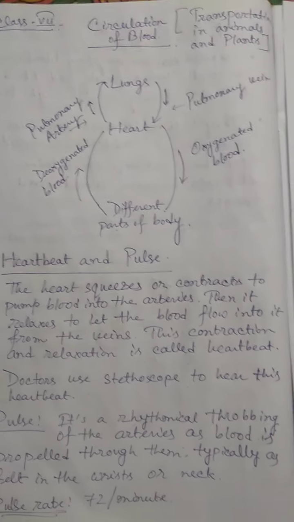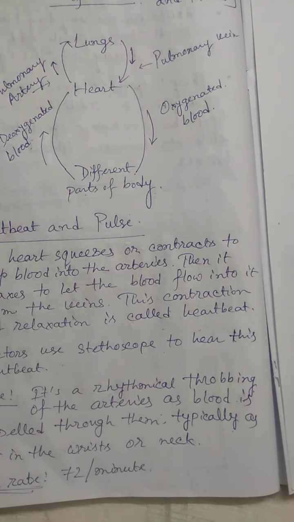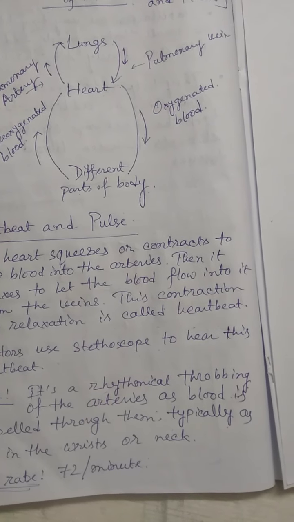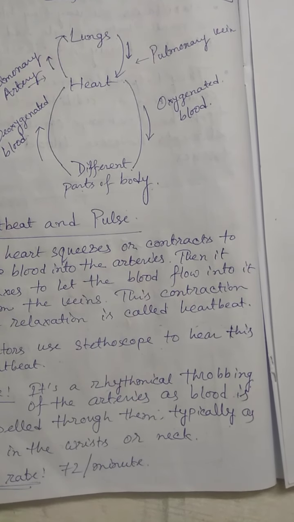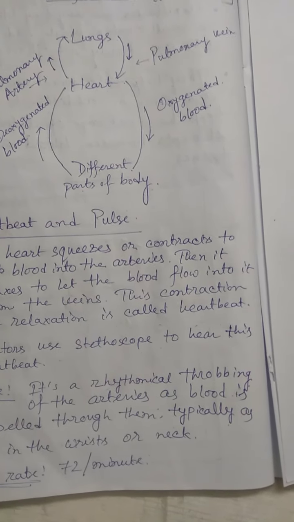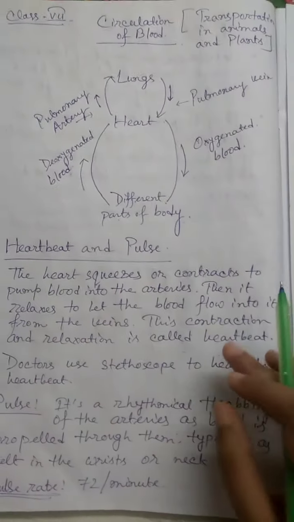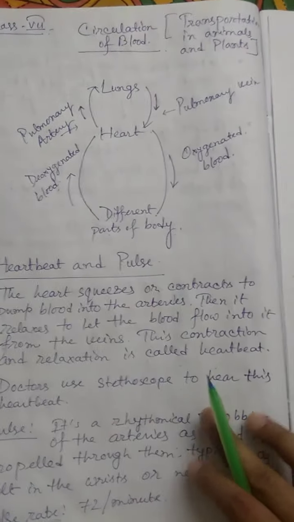Now in the previous video we have learned about transportation in animals, in which we have learned about the blood, blood vessels, the structure of heart, the different parts of heart, and how blood can pass through the heart. Now if we see this diagram, we can get a clear knowledge of circulation of blood through heart.